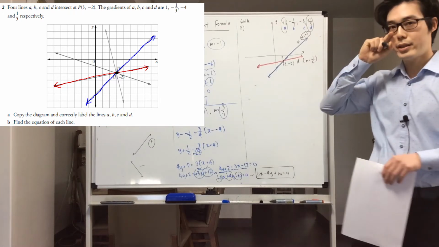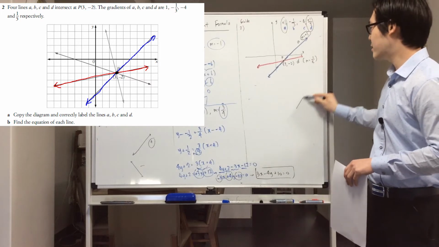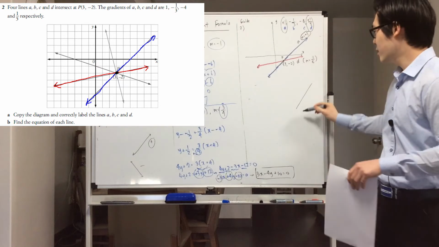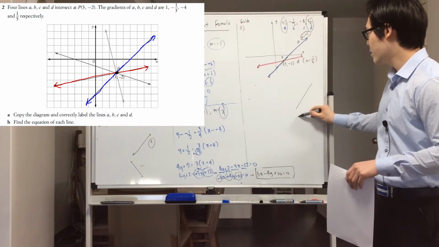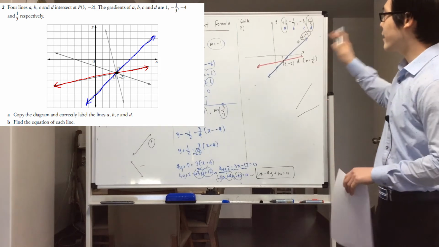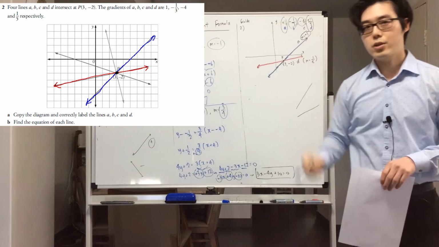The way you tell is, girls, the bigger the number is, the steeper the line. Okay? 1/5 is a small number, it's a fraction. So the smaller the number or the gradient, the less steep the line. So keep that in mind. Okay? So that's how you tell between the two. So I'll leave these two for you girls to do.